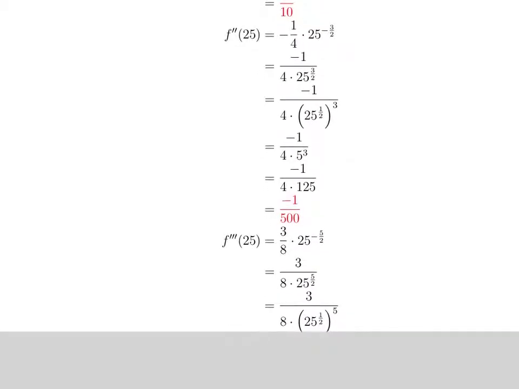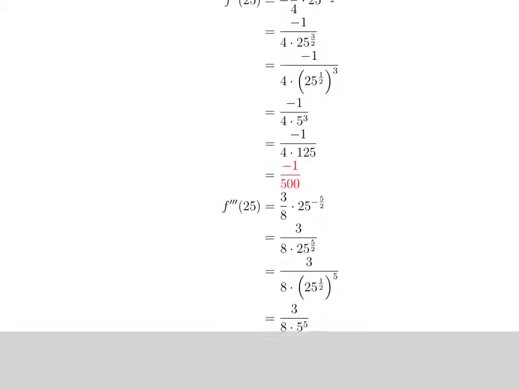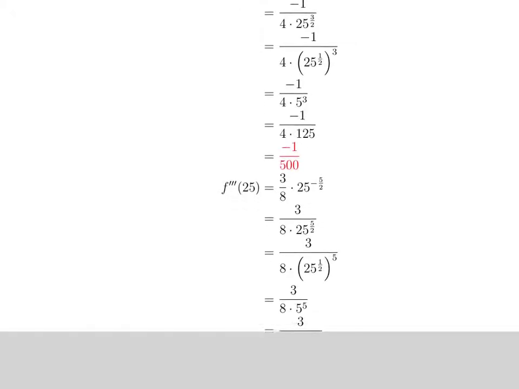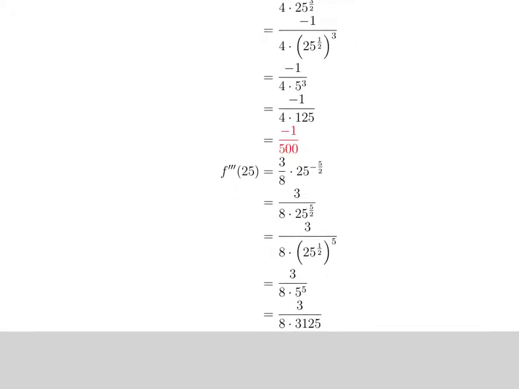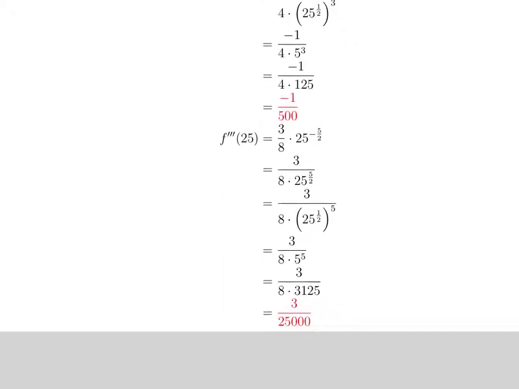Rewrite it as 25 to the 1/2, and that whole thing raised to the 5th power. And now that turns into 5 to the 5th power. And we still have that 3/8 lurking around. Maybe you don't know 5 to the 5th power off the top of your head, but that's not all that hard to work out. You end up getting 3,125 for 5 to the 5th power. And then if you combine that with the 8, you get 25,000 down in the denominator.